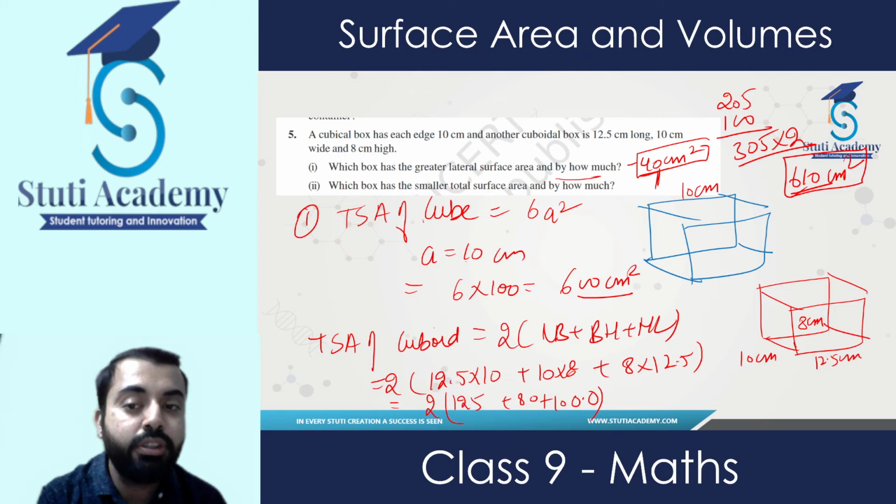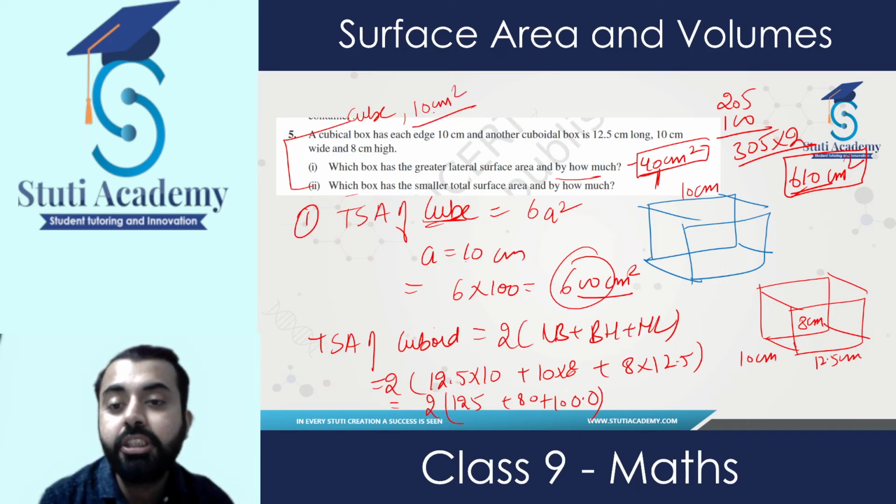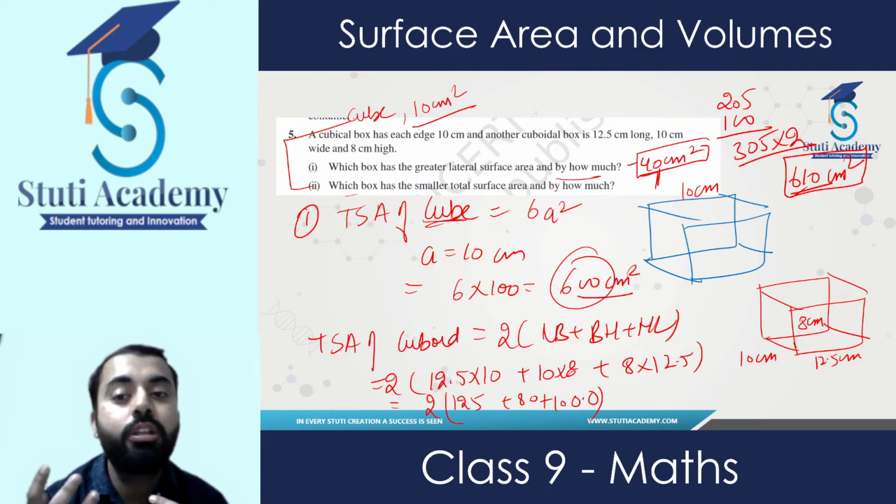While the total surface area of the cube was what? It was 600. Which figure has the smaller total surface area? Cube. And by how much? By 10. See, the lateral surface area of the cube was more, and it was more by 40 centimeter square. But in the case of total surface area, the cube was the smaller, it had 10 centimeter square less area than the middle one. The area of the cuboid was more than that of the cube by 10. Right? Now next case.